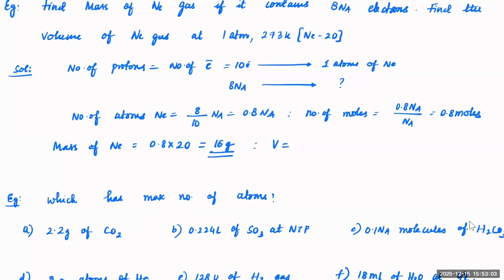And what will be the volume? Volume of neon gas will be equal to the total number of moles, which is 0.8, into 22.4, if you are taking it at 273 K and 1 atm, which is NTP condition. Okay, beta, so that's what we need to check. I suppose this question is clear. Yes, sir. 22.4 into 0.8 comes to 17.92 liters.